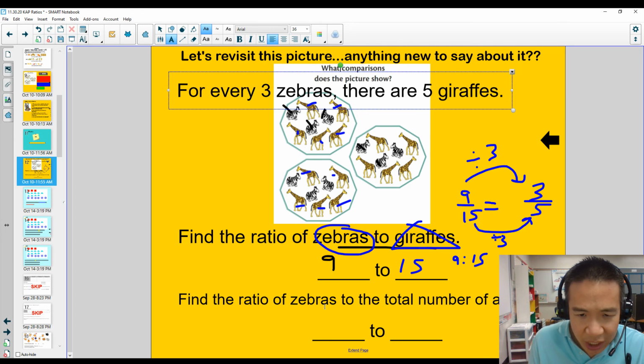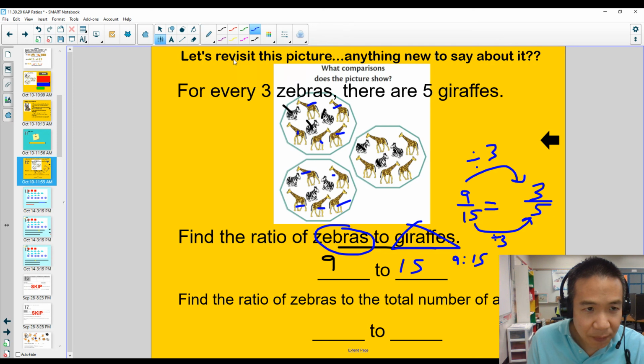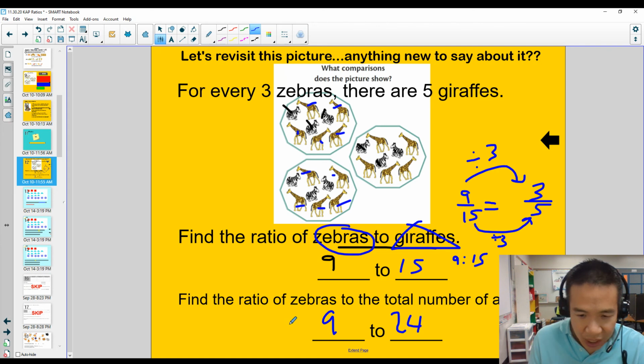Now let's do something called part to whole relationship. Find the ratio of zebras to the total number of animals. So in this I see 3 zebras to a total of all the animals. Zebras are animals. 2, 4, 6, 8. So there are 3, 6, 9 zebras to 8, 8, 8, 24 total number of animals. I could write it in the form of 9:24, or in fraction form, 9/24.